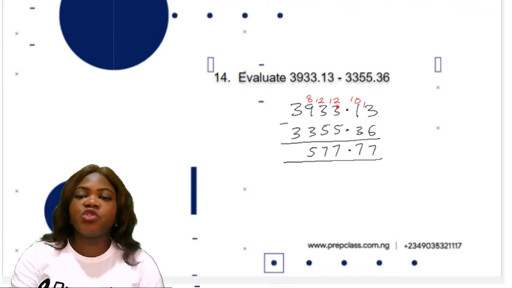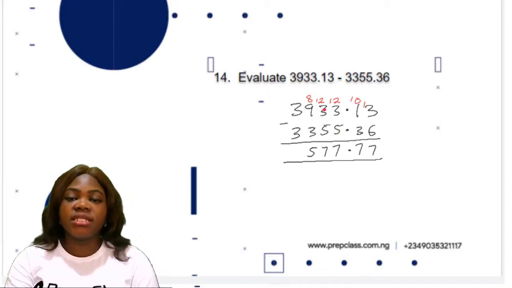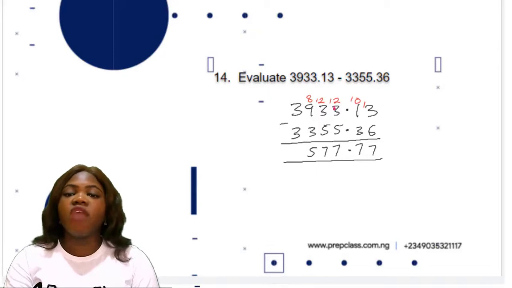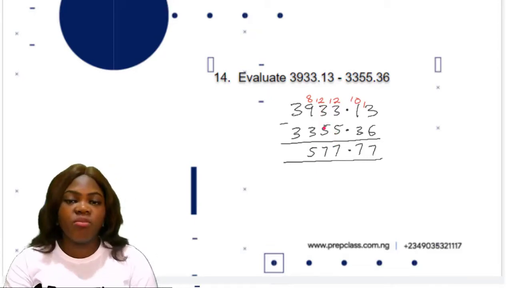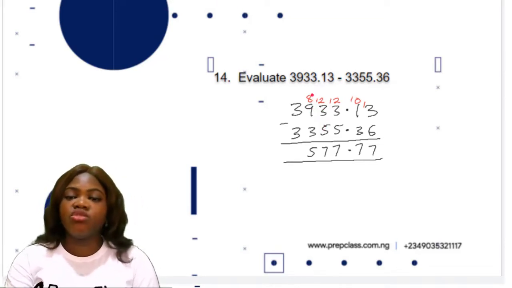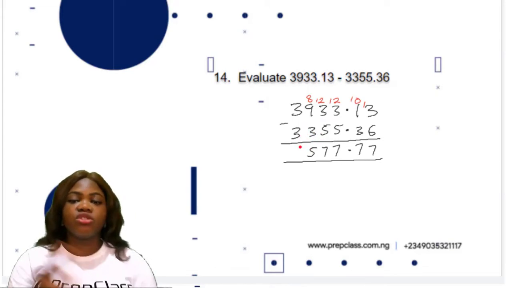Then we now have 2 minus 5. But 2 minus 5 is not possible. Take 1 from the next digit, which is 3. Then it remains 2. Then put the 1 here, it becomes 12. 12 minus 5 is 7. Then this is now 2. 2 minus 5 is not possible. So we have to get 1 again from the next digit, which is 9. So it remains 8. Put the 1 here, it becomes 12. 12 minus 5 is 7. Then this is now 8. 8 minus 3 is 5. 3 minus 3 is 0, so we do not write it.